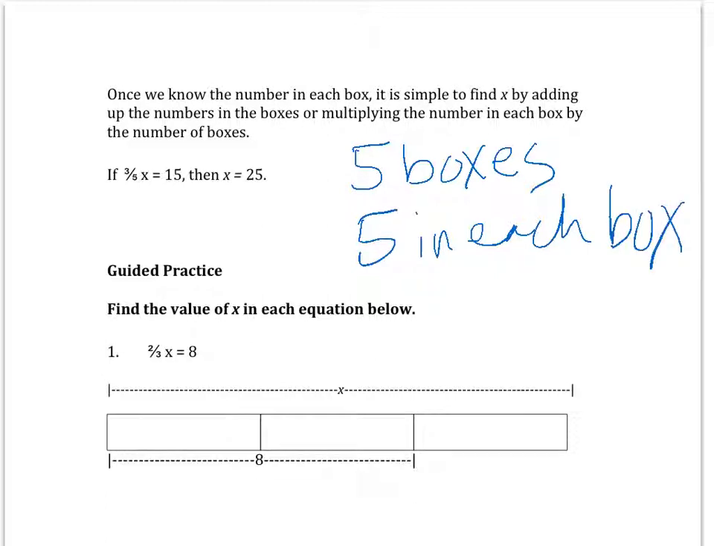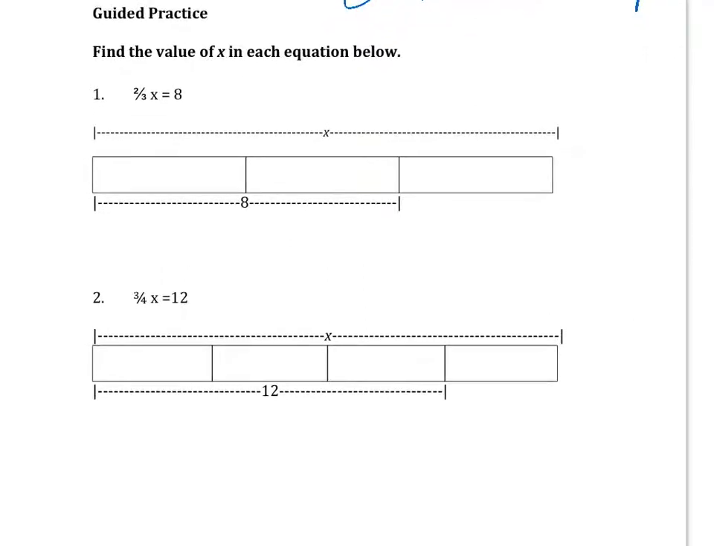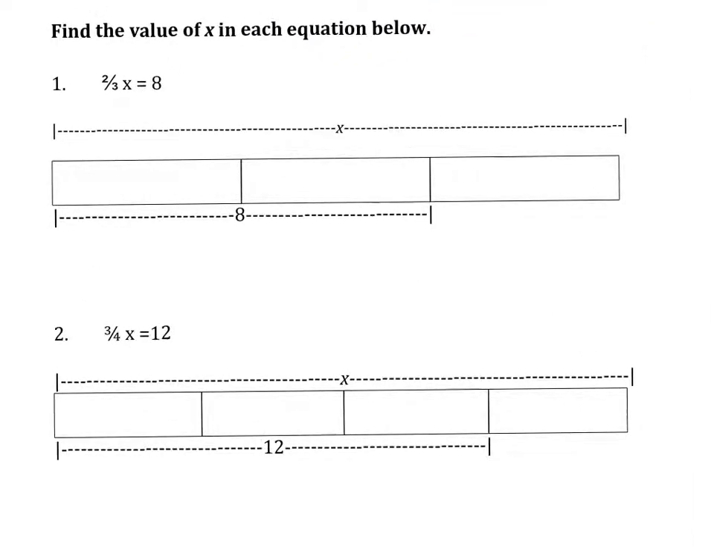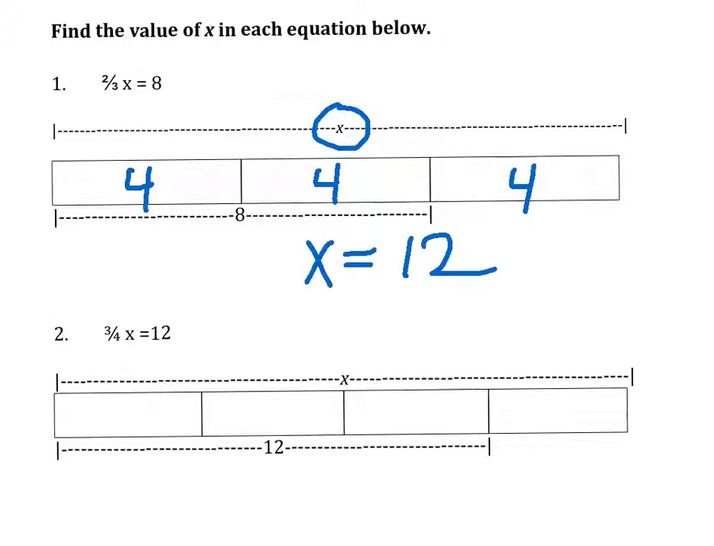Okay, so let's look at some guided practice problems here. Find the value of x in each equation below, and you're given the model. So 2/3 of a number, x, equals 8. So here's what we're trying to find. We know that 2 boxes equals 8, so I say to myself, well, if 2 boxes equals 8, 1 box is half of 8, or 8 divided by 2, and that gets us a 4. So we can put a 4 in each one. And so then in this case, x equals 12, because there are 3 4s there. Okay, that's pretty straightforward.